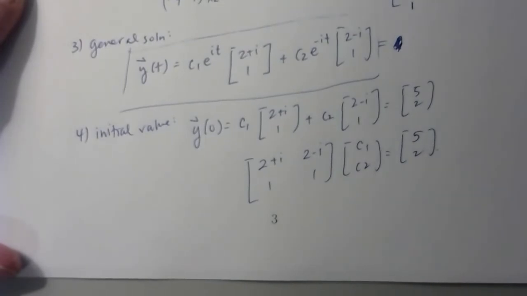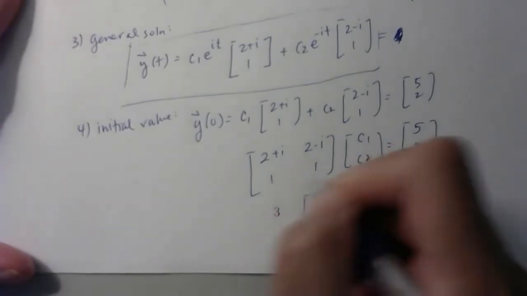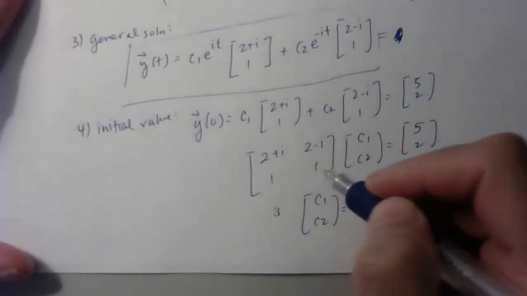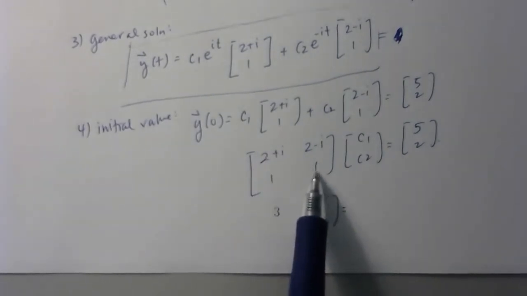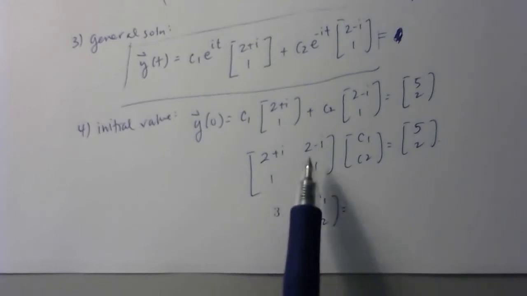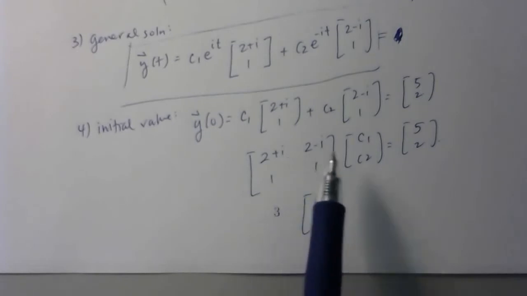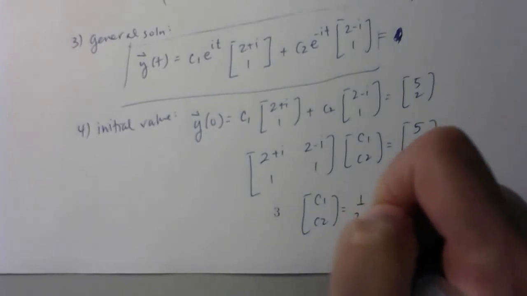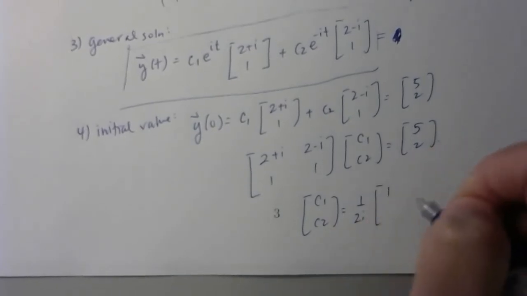Equivalent, right? So this is this inverse. So 1 over the determinant, 2 plus I minus 2 plus I. So 1 over 2I is the determinant. Is that right? I think so.